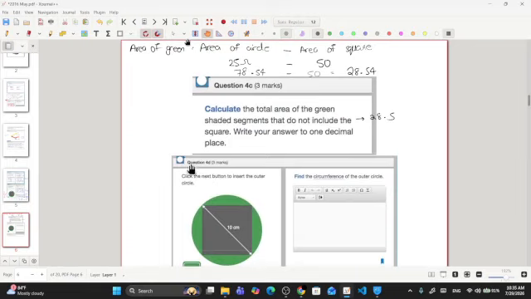Then it says, find the circumference of the outer circle. So essentially we have to find the circumference of this region. That's pretty easy. Circumference is essentially equivalent to 2 pi r. The radius was given as positive 5.